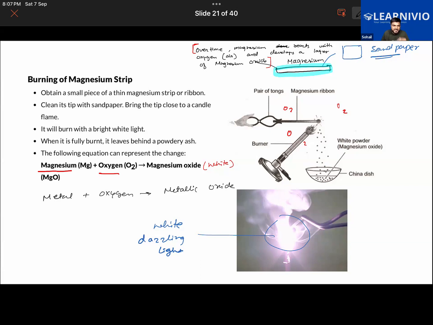That is the thing, and this is one of the examples here. Also, metallic oxides are basic in nature. They are basic in nature. Getting it now? So another thing you'll write down, that you understood what I mean to say by basic.